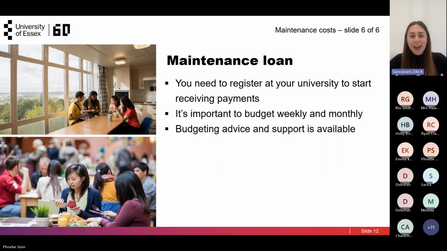So with the maintenance loan, your young person will need to register at their university to start receiving their payments. And it is really important to budget weekly and monthly with this maintenance loan. So thinking about the things that they'll be spending the money on, whether they are moving away for university or living at home. If they are moving away, it might be rent, food shops, buying toiletries and all those things that don't always come to mind at first. And this is where it's really important to budget. But then if your young person is thinking about commuting to university, they'll still want to think about budgeting.